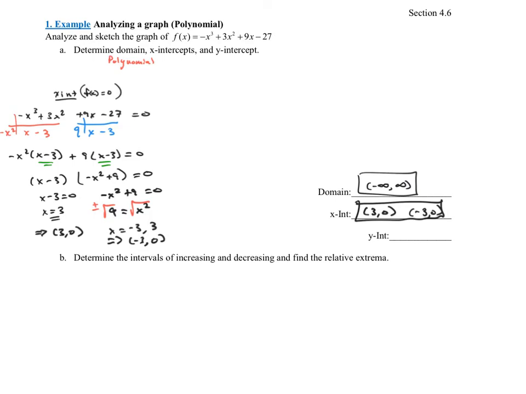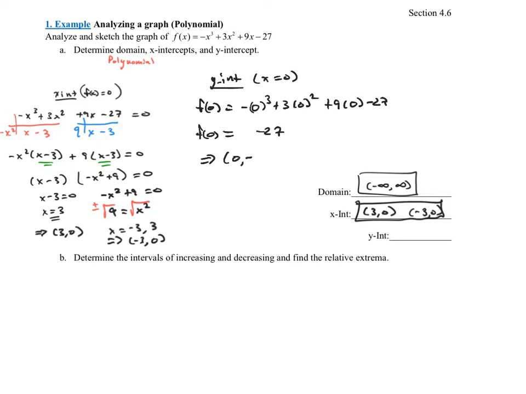The next one we need to find is the y-intercept. The y-intercepts are usually my favorite because they're so easy. To find a y-intercept, you just set x equal to 0. So if we plugged in 0 for x, we'd have negative 0 cubed plus 3 times 0 squared plus 9 times 0 minus 27, and that's going to give me a number for f of 0. I'm getting negative 27. So that tells me the point (0, -27) is going to be my y-intercept.